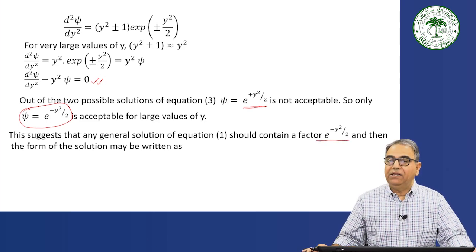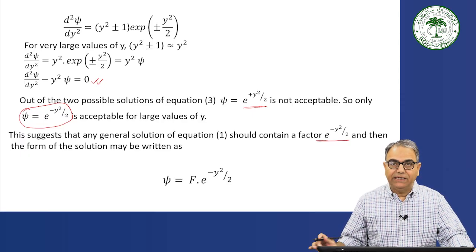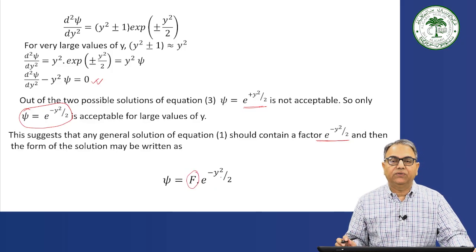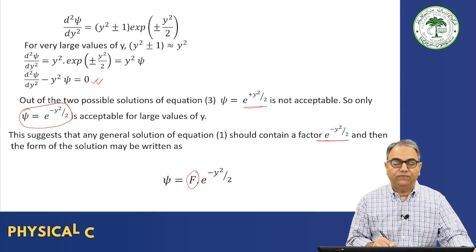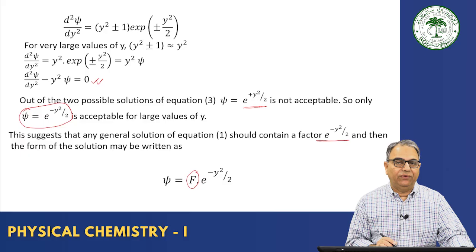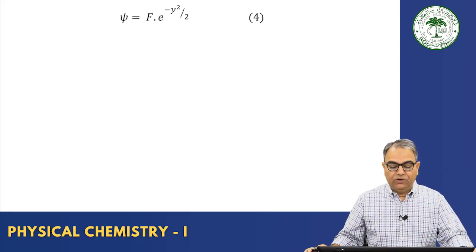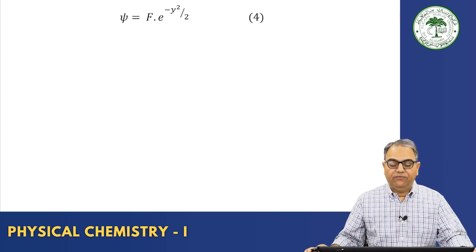Okay. And if it has this factor, then we can write a solution for equation number 1 with another factor, f, added, and the rest of the factor is exponential minus y square divided by 2. So this is the solution of equation number 1 which we actually require, including f. Now you have to find out what is f. So the solution for equation number 1 could be written in the form psi is equal to f exponential minus y square divided by 2.